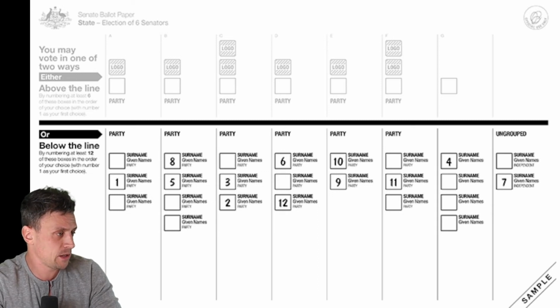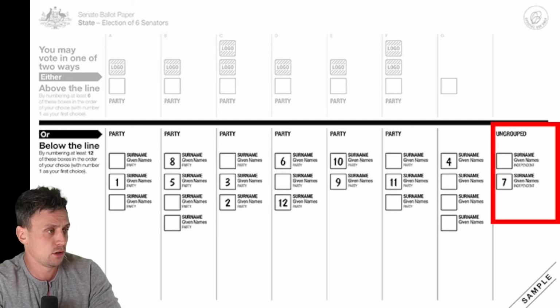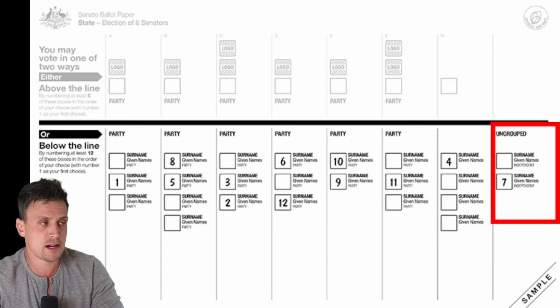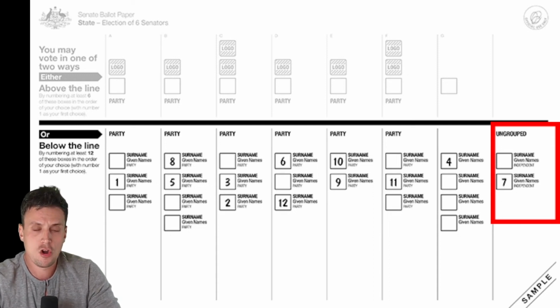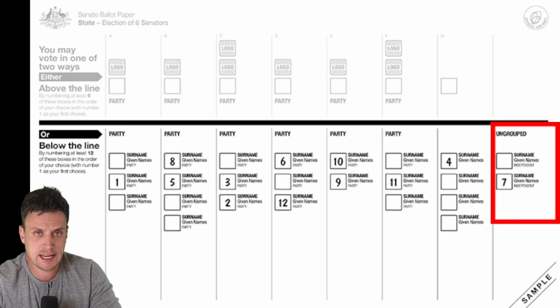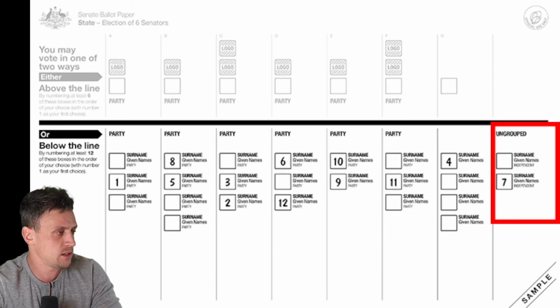Alrighty, now here's something else I want to show you about below the line voting. See this red box over there? It says ungrouped. So what is this ungrouped box and what are these names? The names in this ungrouped section are independents who have not formed a team. That's right. So these are singular independents running for the Senate. They don't get a letter allocation above the line. They are all listed below the line, and that is because they are singular independents.